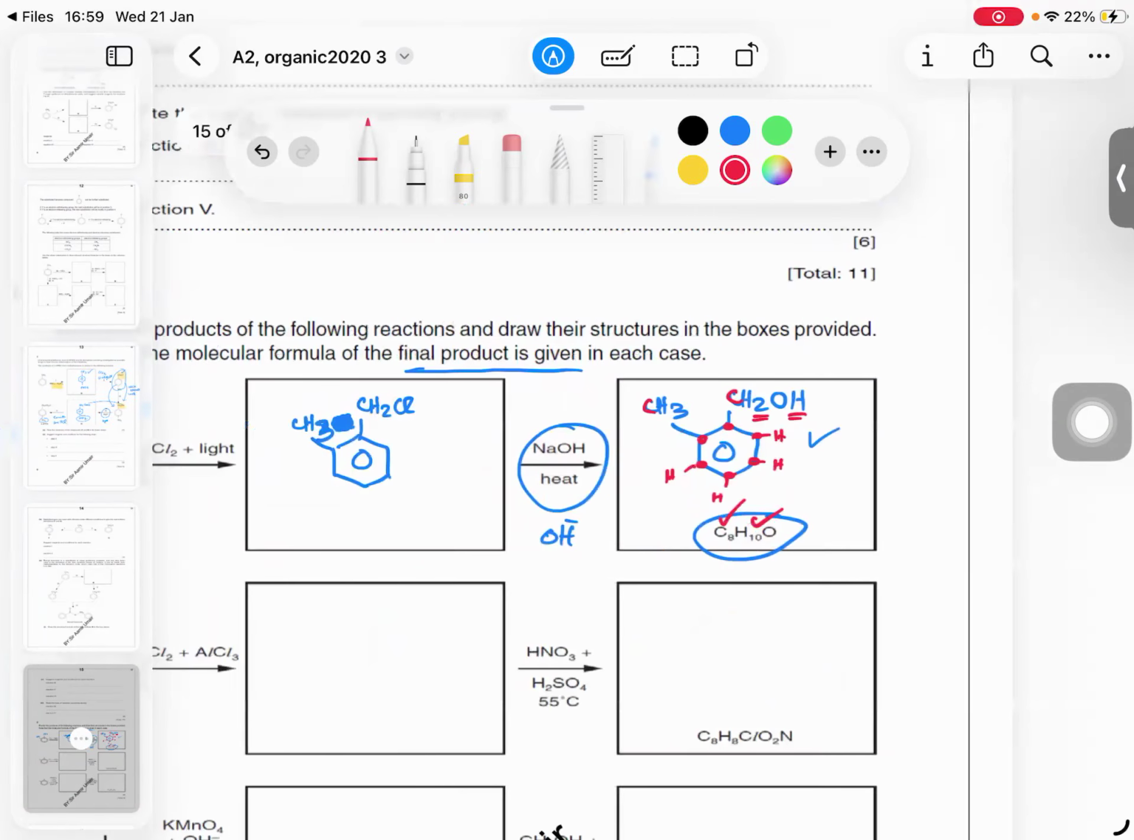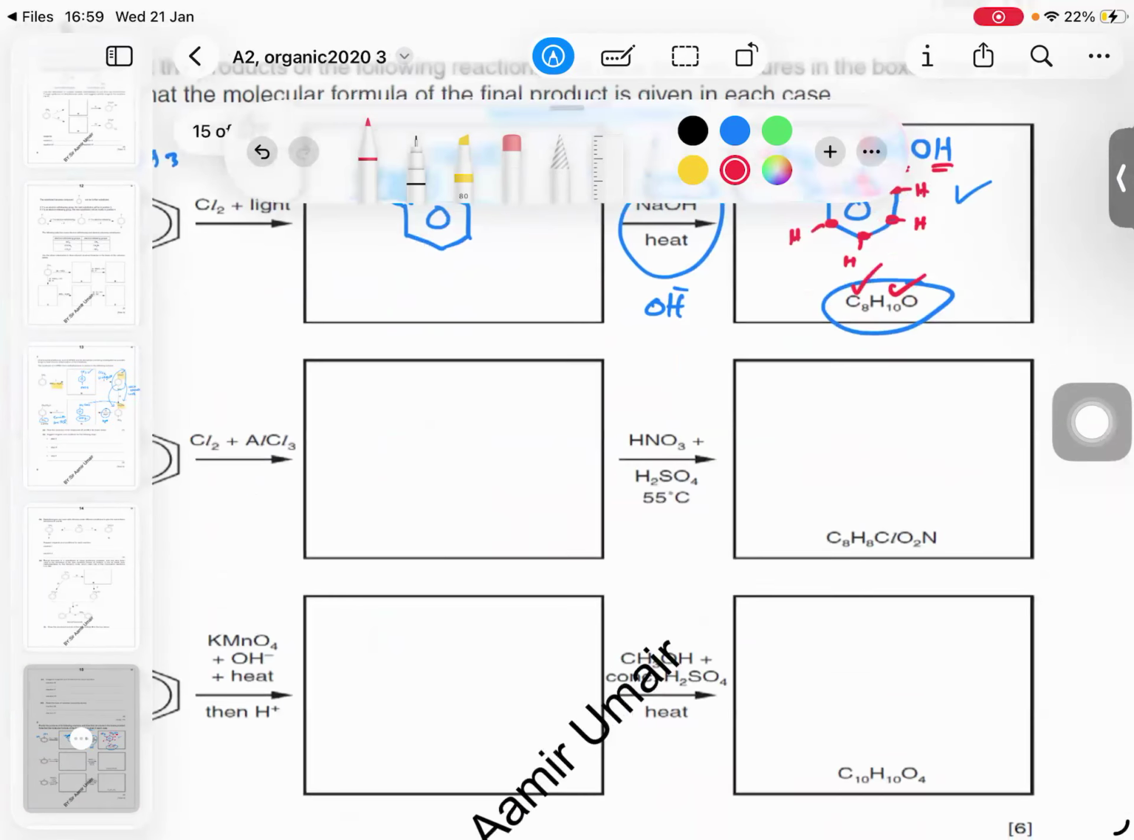So we'll mention HCl in the... No, no, no. Only the organic products. What about this?